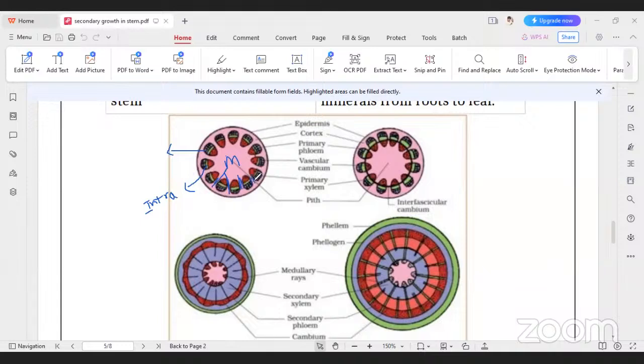Later, what happened? These medullary rays change into meristematic cells. Now it is called a meristematic tissue. Now where is the... What is it? Tell me.